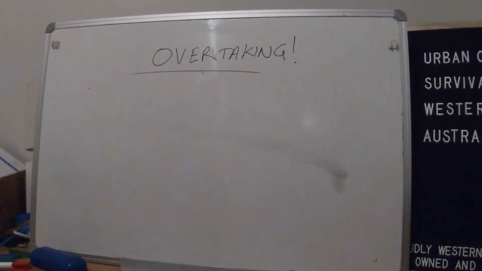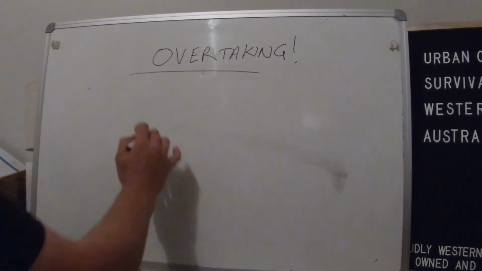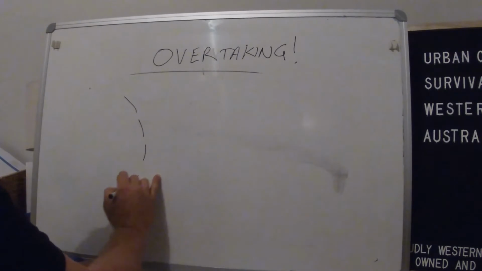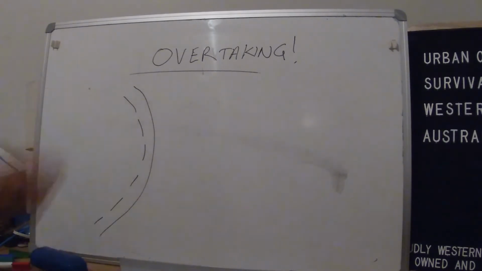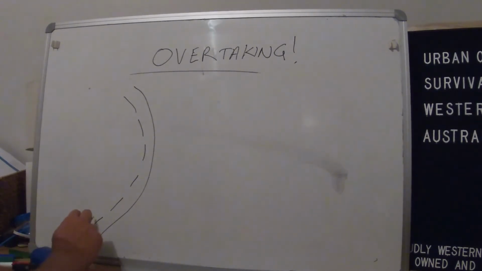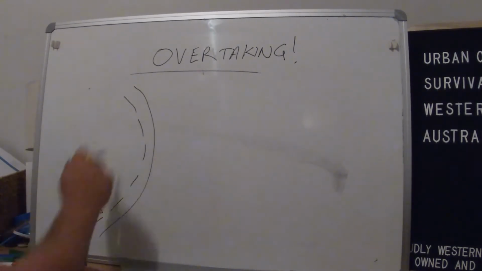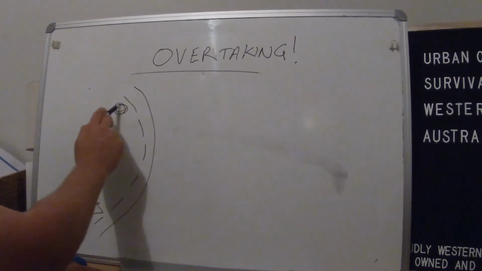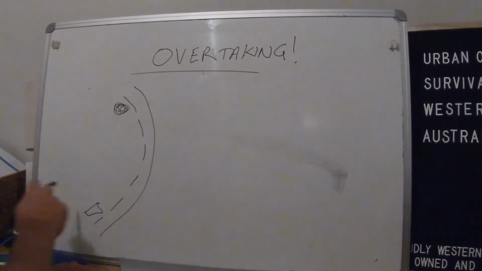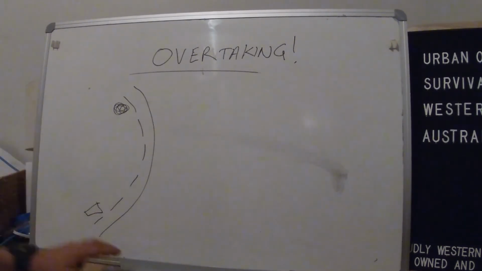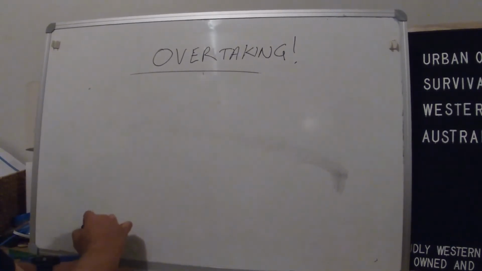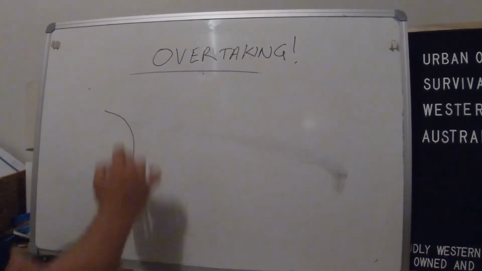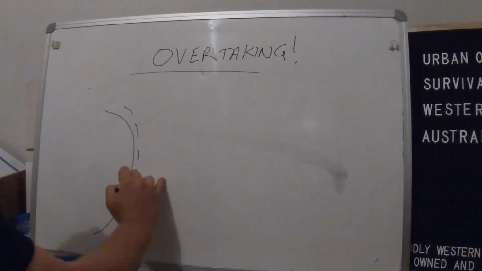Now, another problem is a bend. So if you've got dotted lines on a bend, you will never, ever, ever see that, because if you're here, there's a bend, you cannot see this area here. You will never see that, ever. What you could see is a broken line and then the overtaking lines.